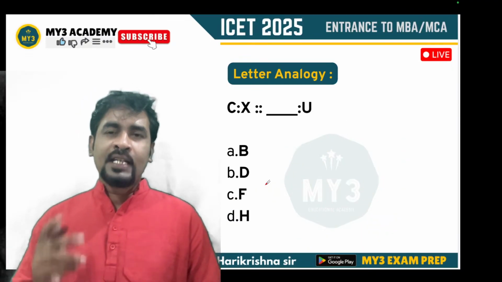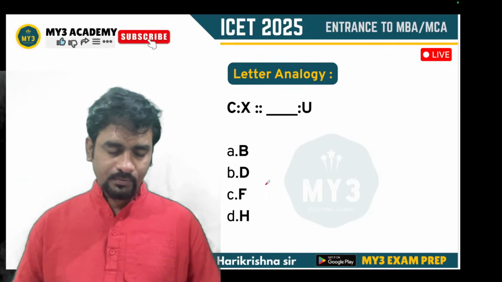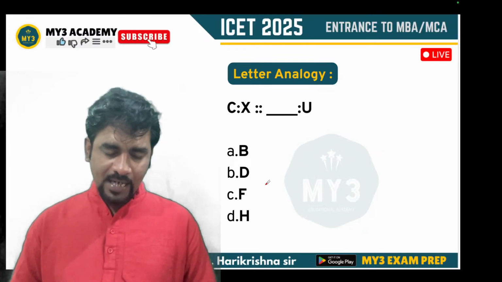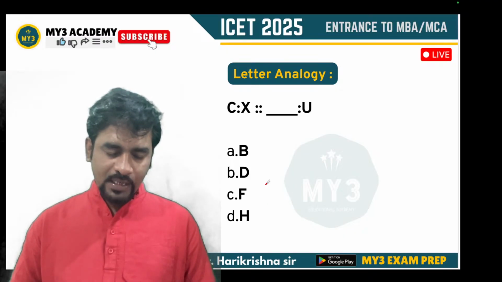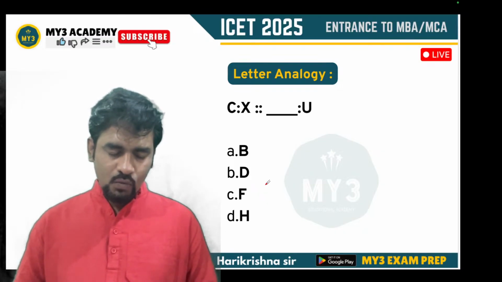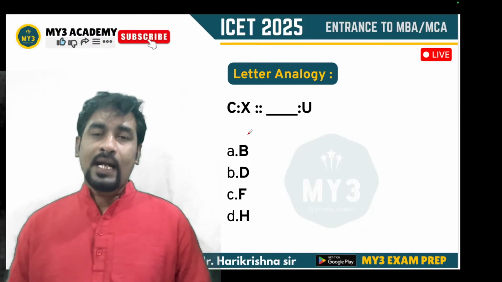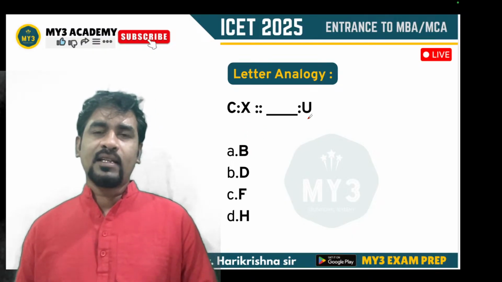Look at the next question. C is X, dash will be U. If C becomes X, dash will be U. Students, do respond in the chat box. Are you able to understand? Are you following? If anything is a mistake, no problem, I'll try to guide you. Very good. Answer is F.